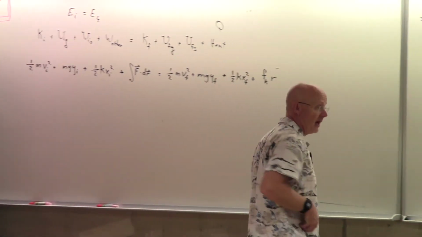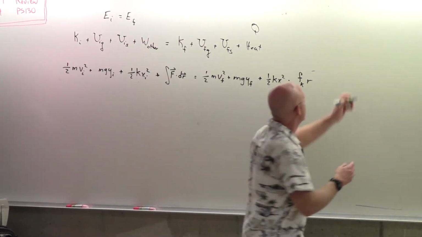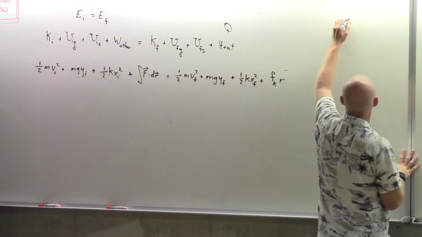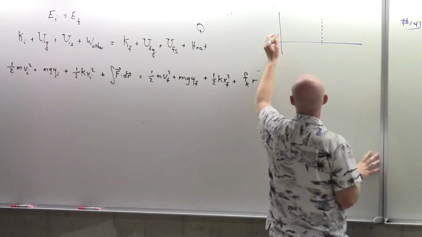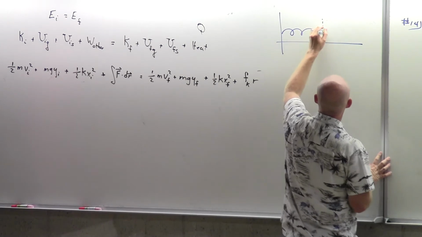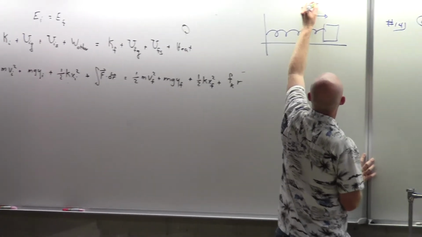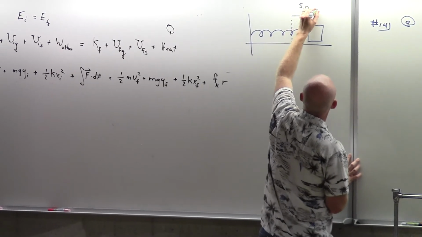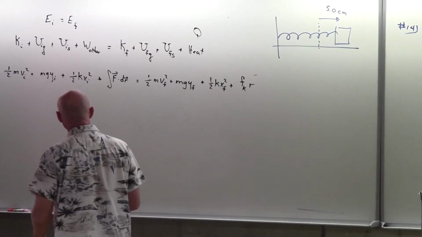Part A would look something like this. You pull it over to the right. In fact, maybe I'll draw my own little picture. Here is equilibrium. Here's the wall. Here's the surface. So the spring has been pulled that way 5 centimeters.